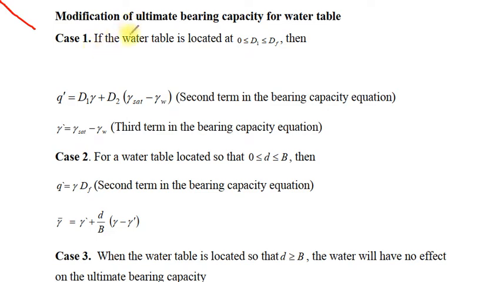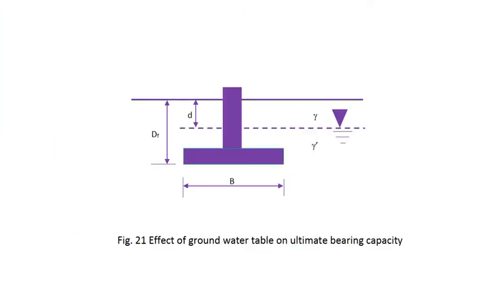Now we'll explain the modification of ultimate bearing capacity for water table. To discuss the effect of water table on ultimate bearing capacity, consider this figure. In this figure, a shallow foundation with width equal to B and depth of foundation equal to DF. The water table is located at a distance D from the top.